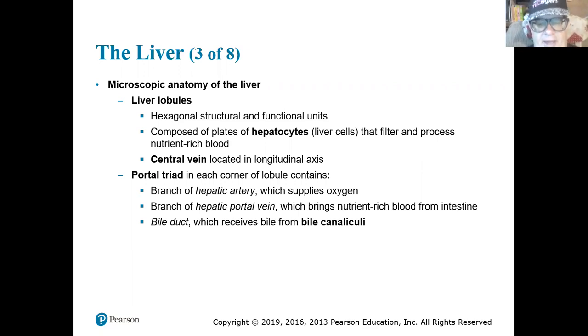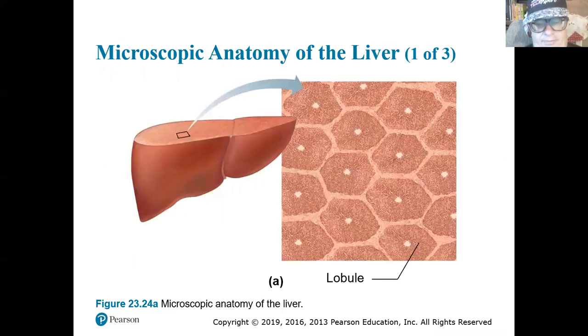duct. And so the artery, of course, is bringing the oxygen. The portal vein is bringing nutrient-filled blood from the intestines, and the bile duct is bringing bile from bile canaliculi, which has the fat-filled bile. So all of that stuff is going to the liver.